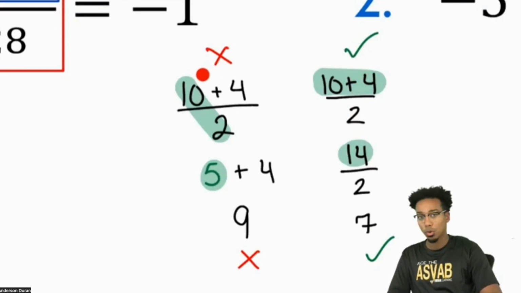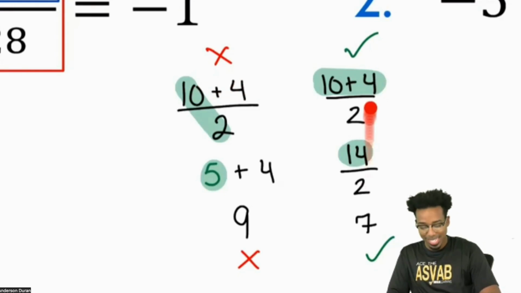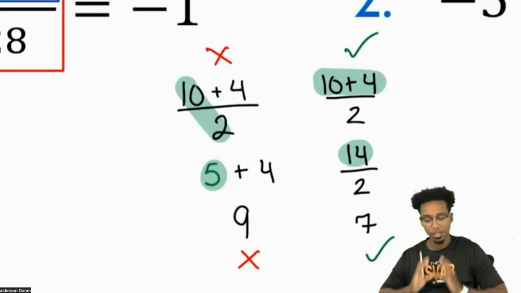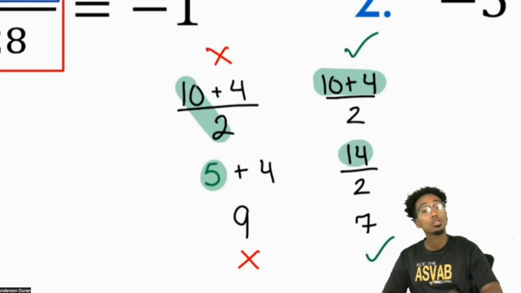And this is incorrect because notice how you're only dividing one piece, not both, not everything in the numerator. This is the correct way. It's the entire numerator divided by the denominator. And if we understand that, what you should be able to see is this.